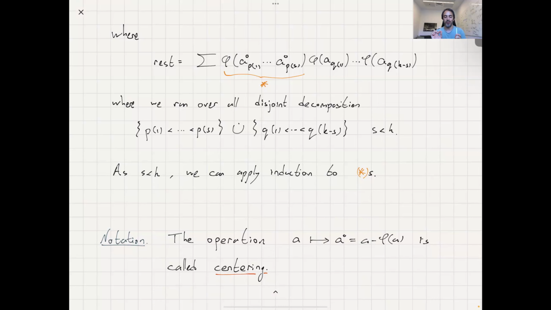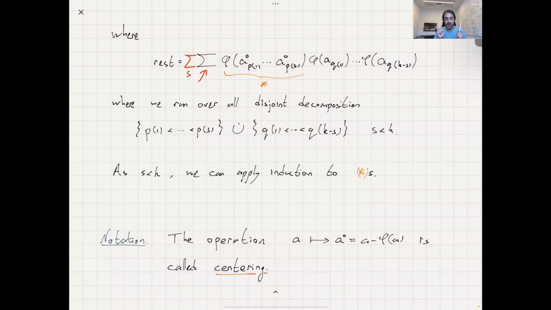rest is going to be a sum, and the sum is going to be indexed by, well, first of all, by a number S, but then by 2 vectors, P1 smaller than P2 smaller than PS, and Q1 smaller than Q2 smaller than Q_{k-S}, where the PIs and the QIs, ignoring the order, is just a disjoint union of K. The PIs are going to tell you in which of the parentheses you took the variable, the centered variable, and the QI will tell you if you took the phi of that variable.